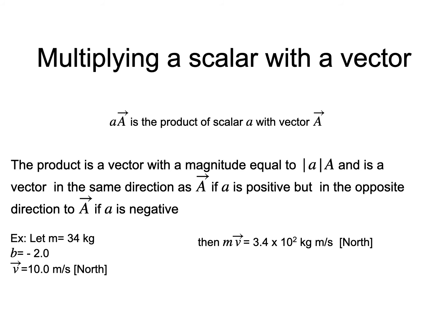For the product of b with v, the product of the absolute value of scalar b, which is 2, with the magnitude of vector v, which is 10 meters per second, gives an answer of 20 meters per second, which also needs to be expressed with two significant digits. Here, however, the direction of the vector product must be reversed to south because the scalar b is negative.